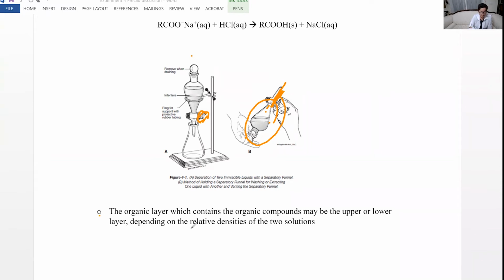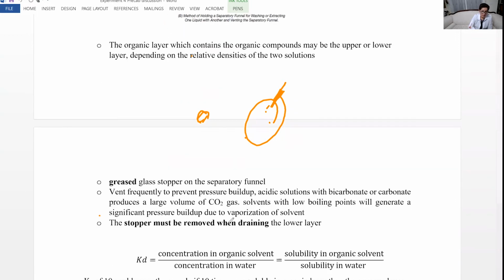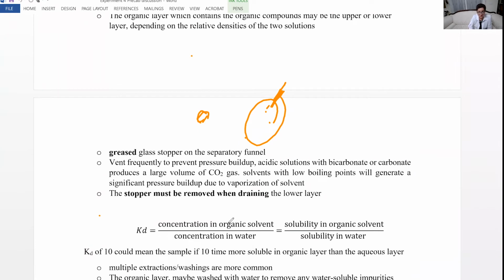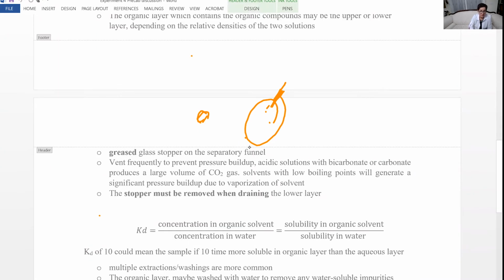What else you need to remember? The organic layer, which contains the organic compounds, could be the upper or lower depending on the density of the solution. You want to grease the stopper, as I said, because when you invert it, you don't want the sample to leak. Okay.